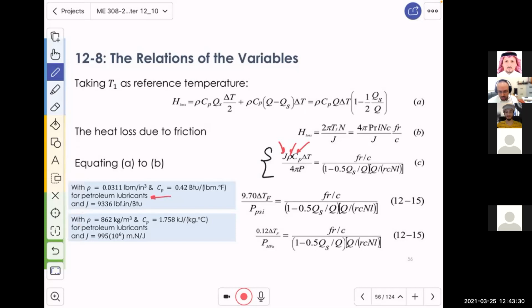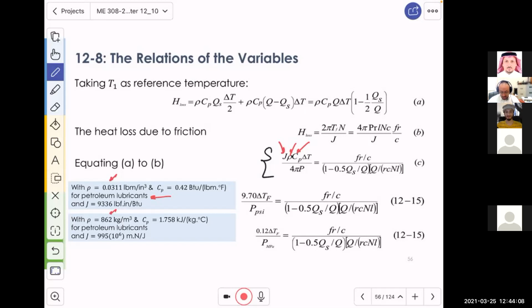So we say, okay, let's make our life a little bit easy. Since most of the time we're talking about oil lubrication, which is a petroleum lubricant, then what are the values for CP in general for oil or petroleum lubricant? The density in pound mass, not pound force, per unit volume, which is inch cube, is 0.0311, which is an equivalent of 862 kilogram per meter cube, CP and J.